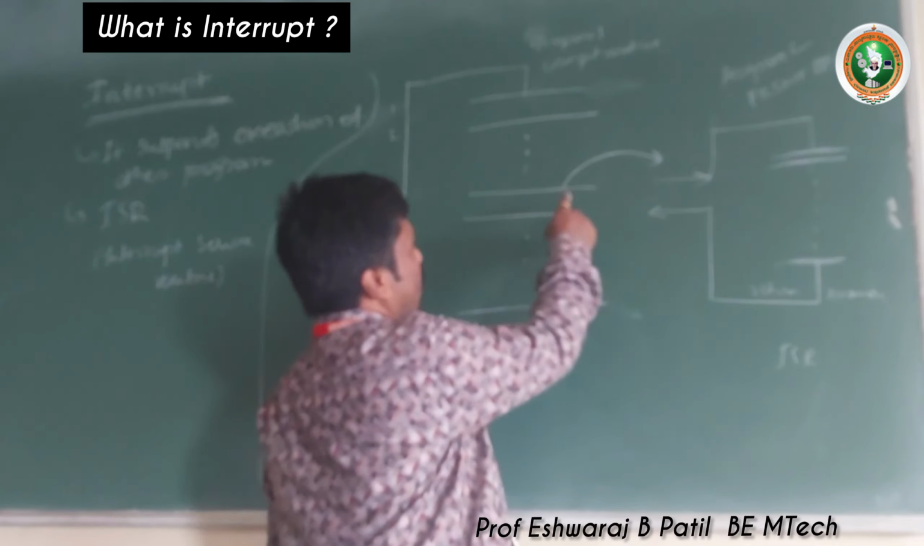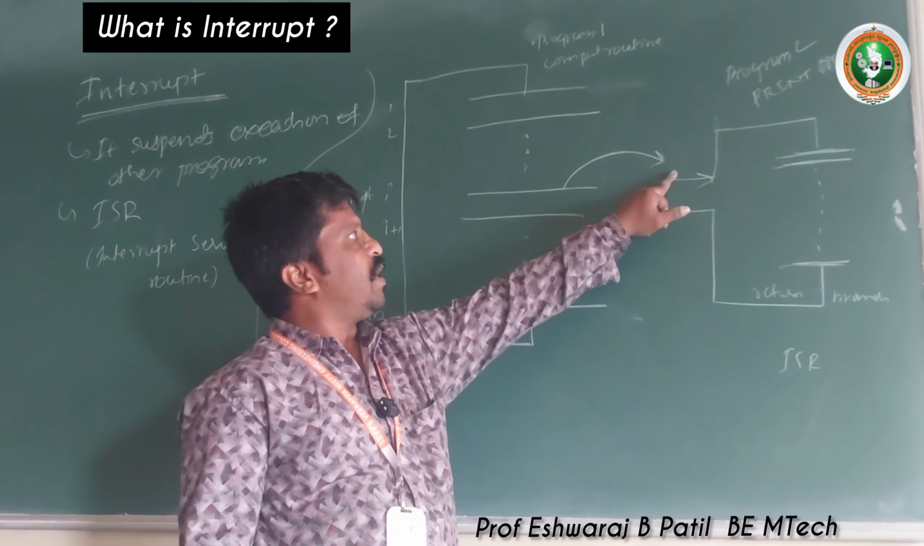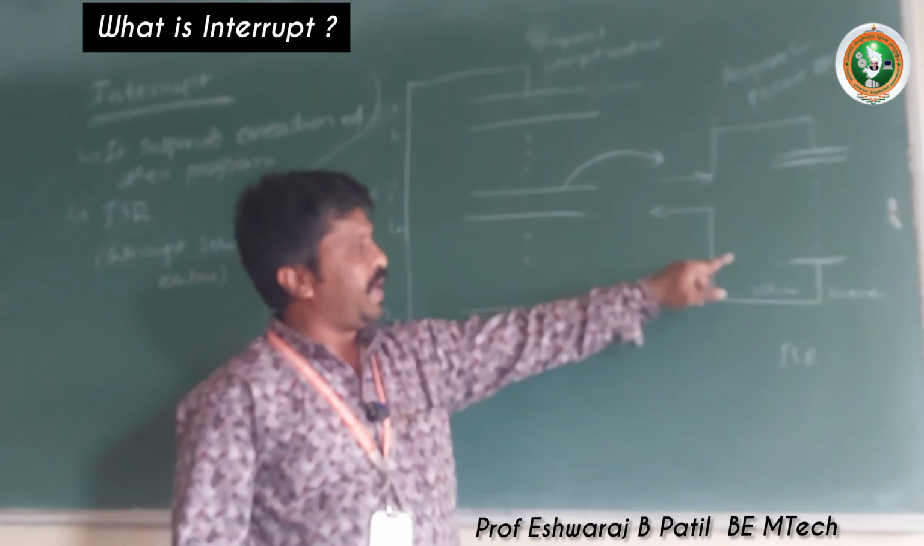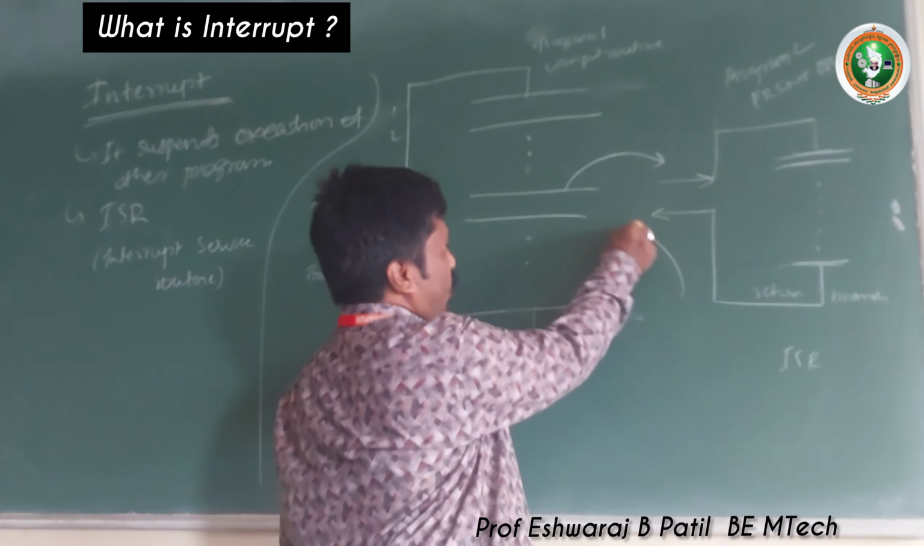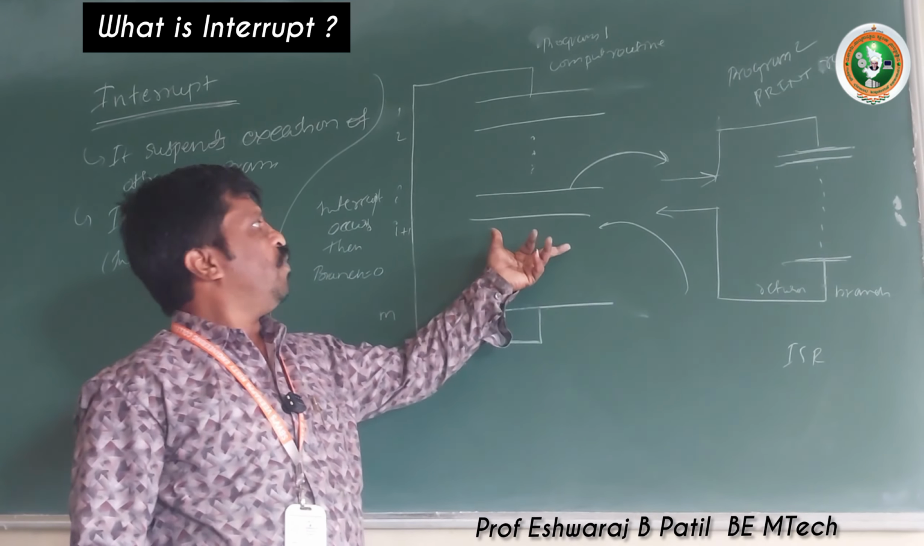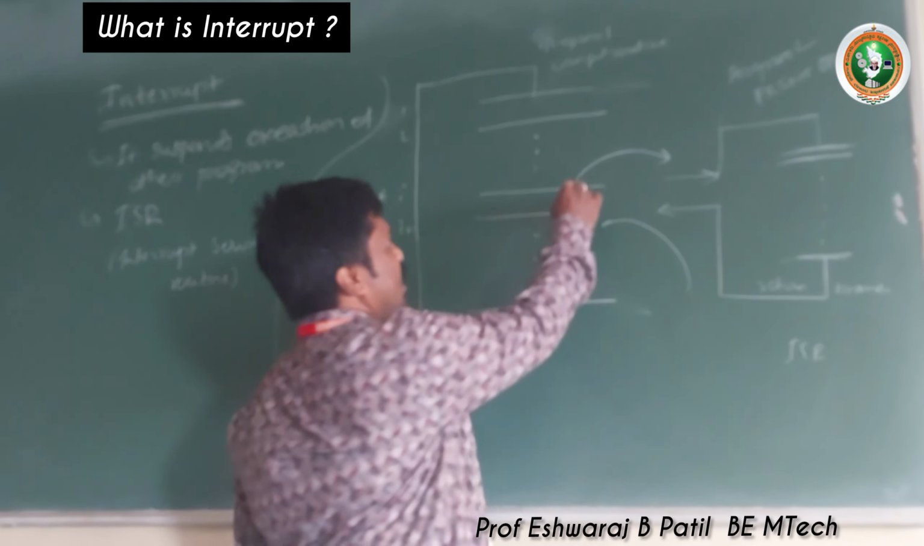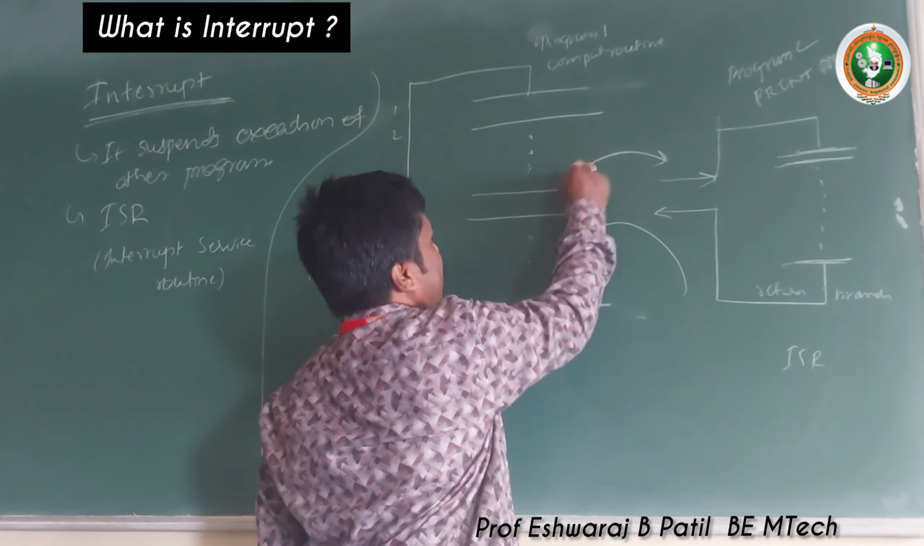The control comes from the main program to here, and this interrupt service routine will be executed. Then control once again comes back to the main program. Here some addresses will be mentioned.